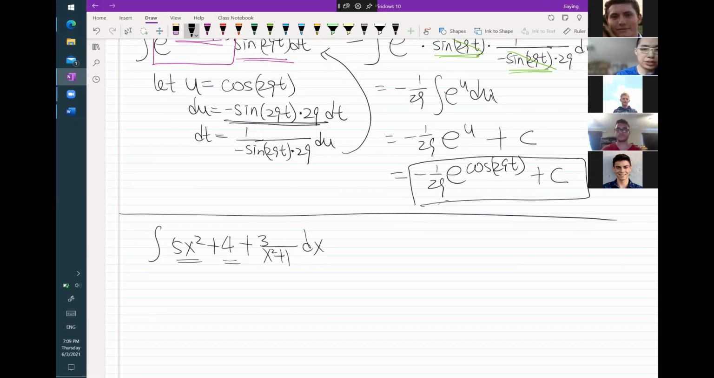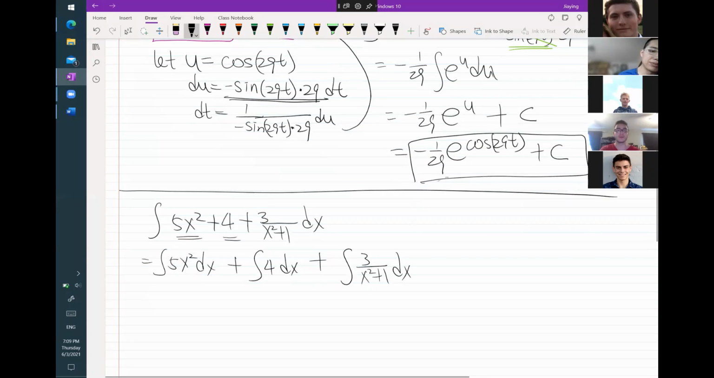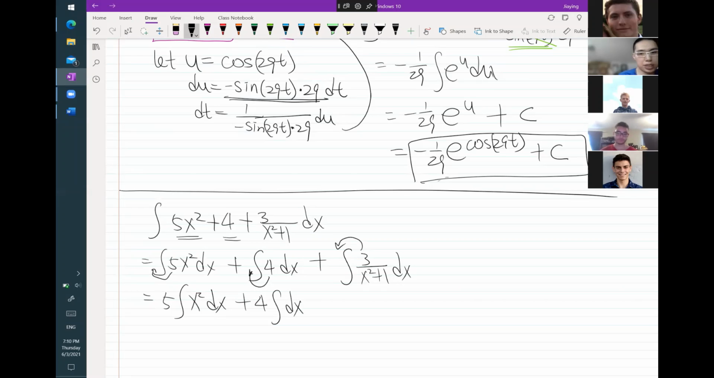Yep. You can just separate the integral as integrating each term. So integrating the first term, 5x squared dx, plus the integral of 4 dx, plus the integral of 3 over x squared plus 1 dx. And then the next step is pull out all the constant coefficients. In the last term, I'm going to pull out this 3 because it's kind of a 3 times a 1 divided by something. So that's a 5 integrating x squared dx plus 4 integrating 1 dx, plus 3 times integral 1 over x squared plus 1 dx.